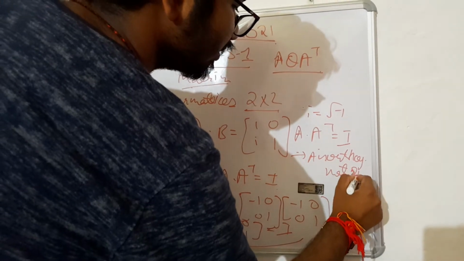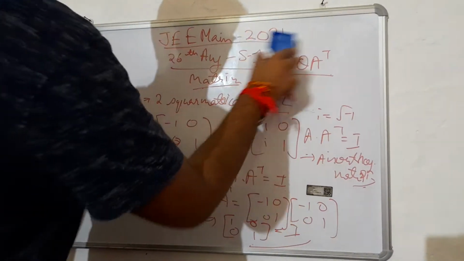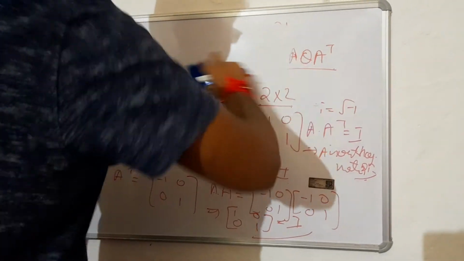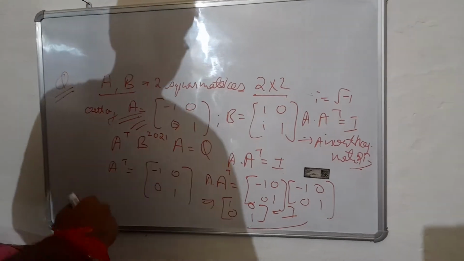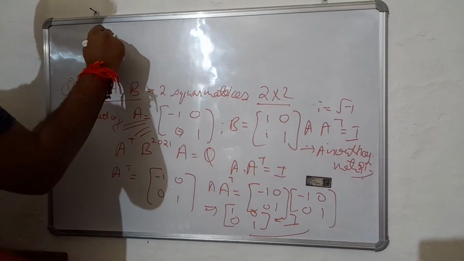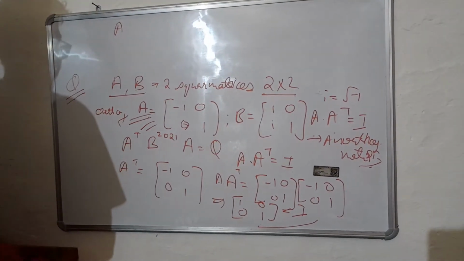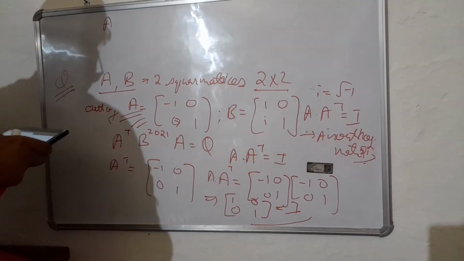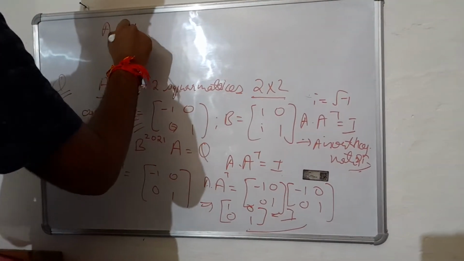Fine. Now let me erase some of its portion, let me erase this heading so that we can continue the rest of the question. Now what do we have to find? Let me recall. I think it was AQ into A transpose. Yes, this was AQ A transpose.